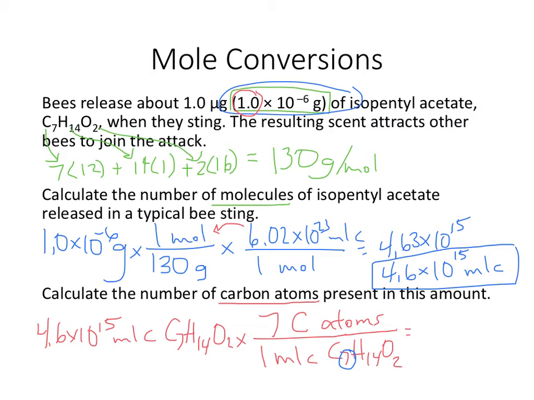Now, I'm actually taking my original number that was already in my calculator. I'm not using the 4.6 that I rounded from. I'm just taking that original number that I had times 7, and I get 3.24 times 10 to the 16th. Rounded to 2 significant figures, that's 3.2 times 10 to the 16th carbon atoms.